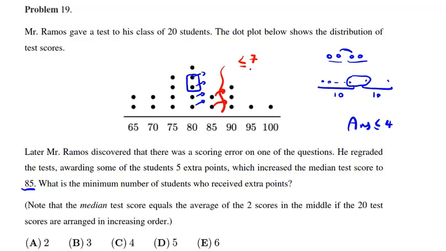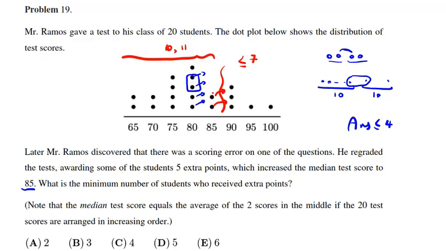It is at most 7. So when we have 7 elements, again the 10th and 11th are in this part. Because they are here, if the average should be 85, and both of them, 10th and 11th, are less than 85, then both of them should be equal to 85.